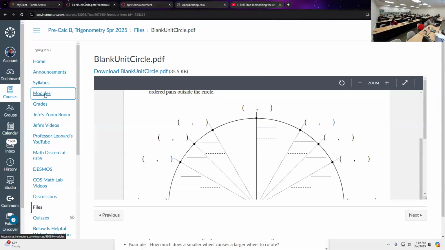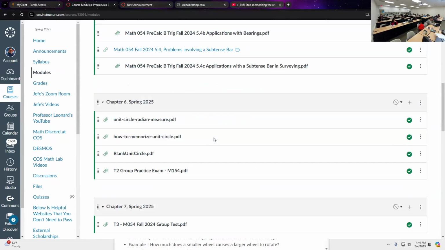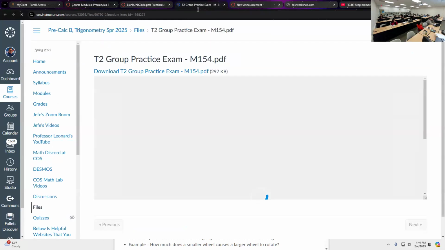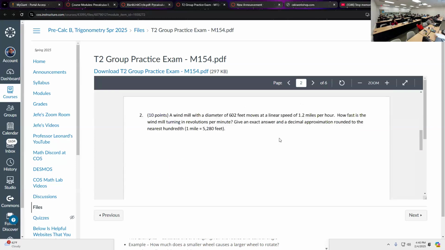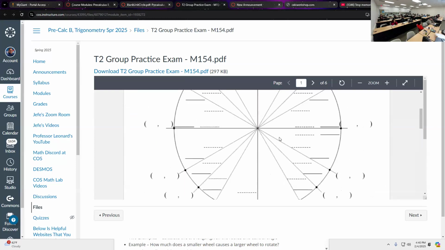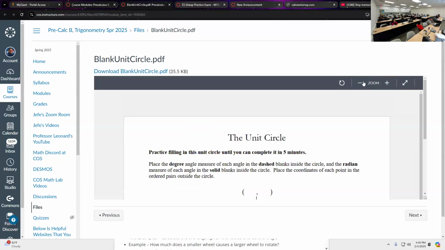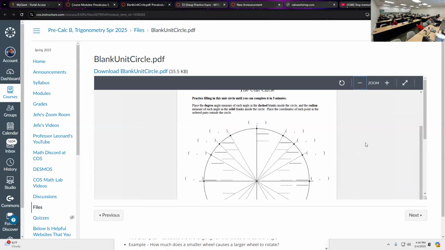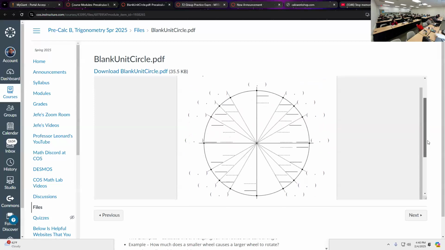As I was saying, if you come here, I'll show you all of these things real quick. Chapter 6. The blank unit circle is what you're going to need to fill in. It should be on the test. Notice the first page of the practice exam. You're going to get it as two different parts, and they're not going to be connected. It's fill in this circle. You have a blank circle and you just fill it in.